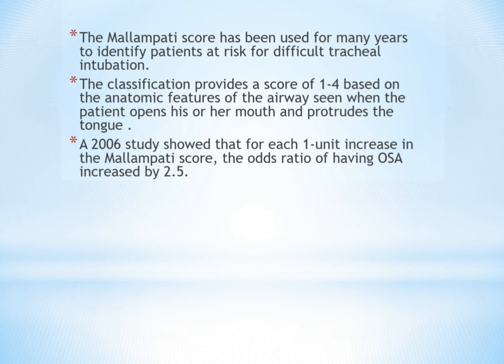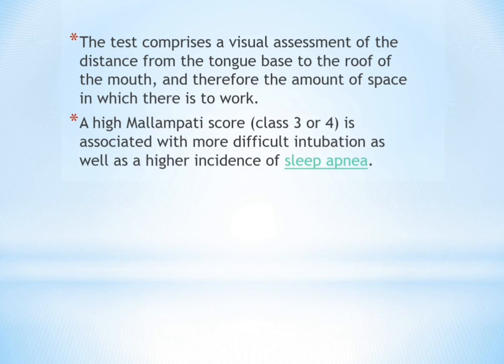A 2006 study showed that for each 1 unit increase in the Mallampati score, the odds ratio of having OSA, which is obstructive sleep apnea, increases by 2.5. The test comprises a visual assessment of the distance from the tongue base to the roof of the mouth, and therefore the amount of space in which there is to work. A high Mallampati score, which is class 3 or 4, is associated with more difficult intubation as well as a higher incidence of sleep apnea.